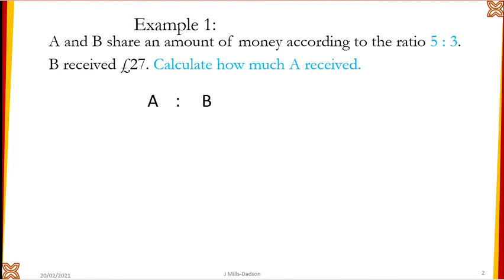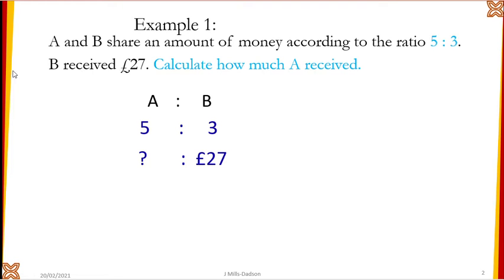So you set up your ratio as you normally do, A and B, 5:3. Now in the question, there's another number, 27. You need to know who it belongs to. It belongs to B, so put it below B. And we have a question mark here because that's what we need to work out. So it's just about creating equivalent ratio, and that's all this is all about.